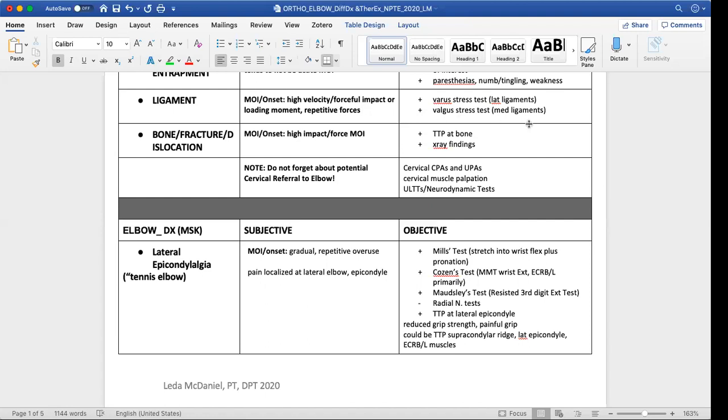And then our testing for ligaments at the elbow, we're typically going to test via a varus or a valgus stress test. And these can be applied at 0 degrees of elbow flexion and also 30 degrees of elbow flexion.